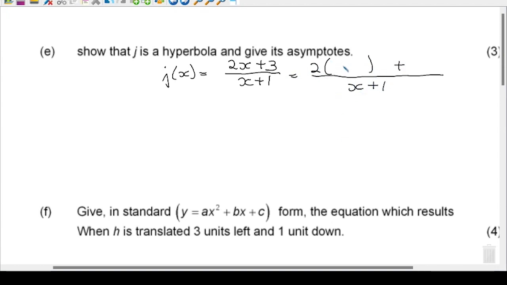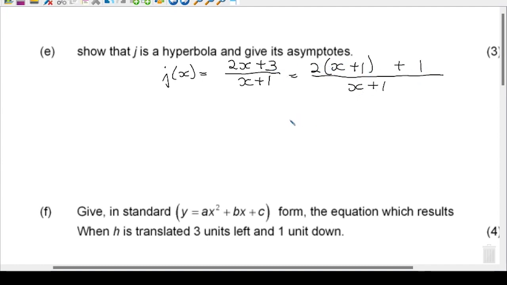So look what I'm doing. I'm writing an x plus 1 there. Now if we multiply that out on the numerator, we've got 2x plus 2. So that's not correct because it was 2x plus 3. So we're going to add 1 at the back. So 2 lots of (x plus 1), plus 1.